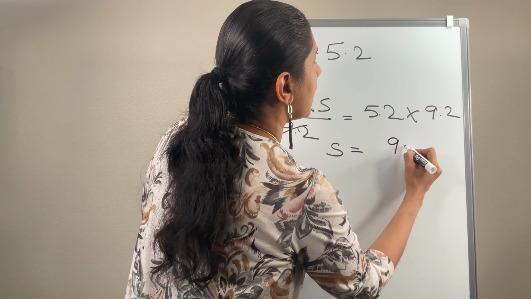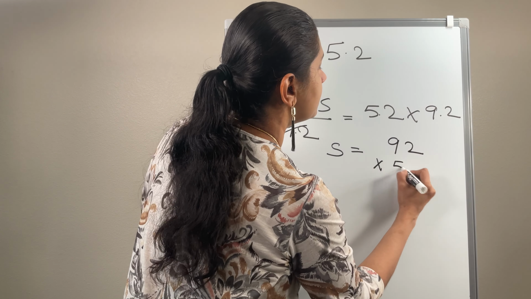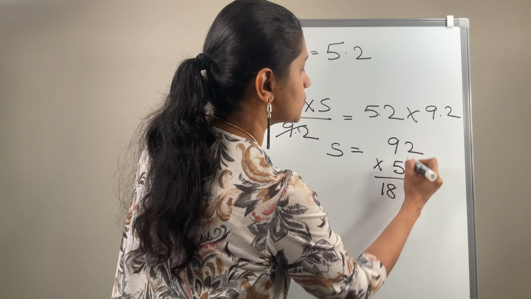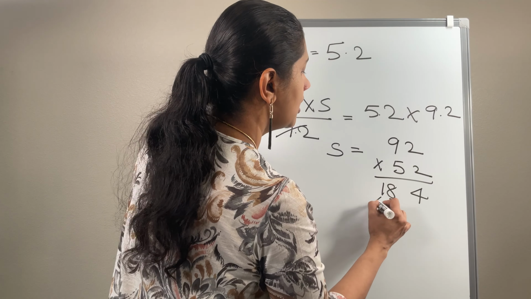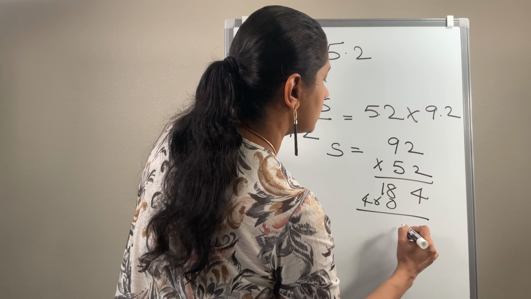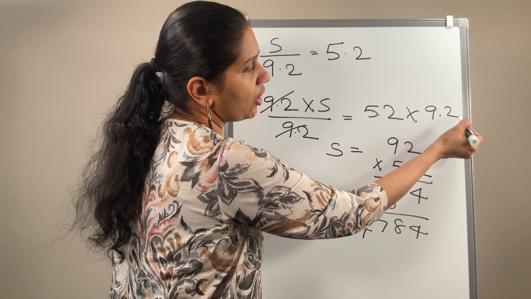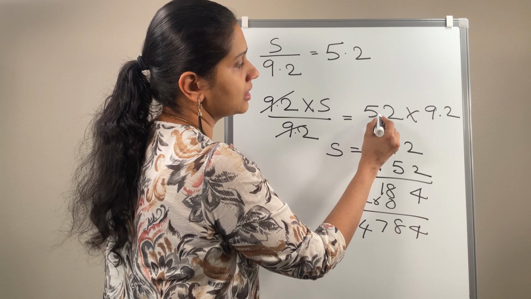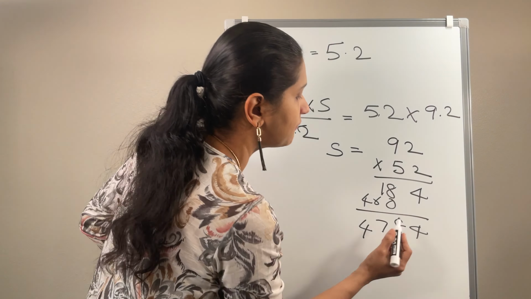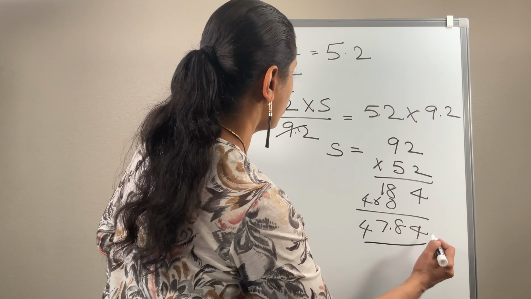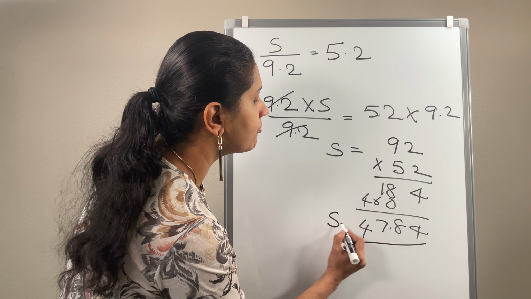To do that, 92 times 52. 2 2s are 4, 9 2s are 18, 5 2s are 10, balance 1, 45, 46, 4, 8, 7, 4. So now you have here after the decimal one number is there, here after the decimal one number is there. So you have to move 2 decimals. So 47.84 is going to be the value of s.